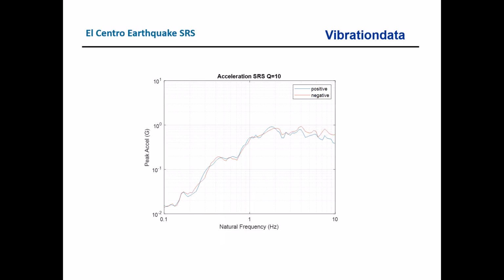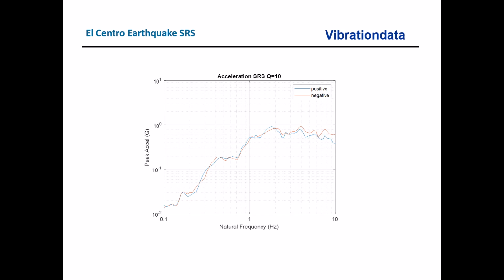So here is the resulting shock response spectrum from the El Centro earthquake north-south, Q is equal to 10. We've got the peak acceleration in G's versus natural frequency in hertz. Now we see a positive and negative. The negative is the magnitude of the negative, because there's no minus signs when it comes to this type of log-log plot. We cannot take a log of a negative value, so we just take the absolute value of the negative and then take the base 10 log.